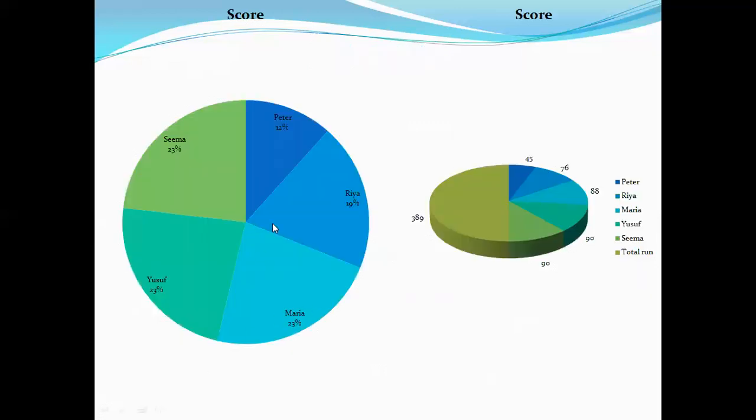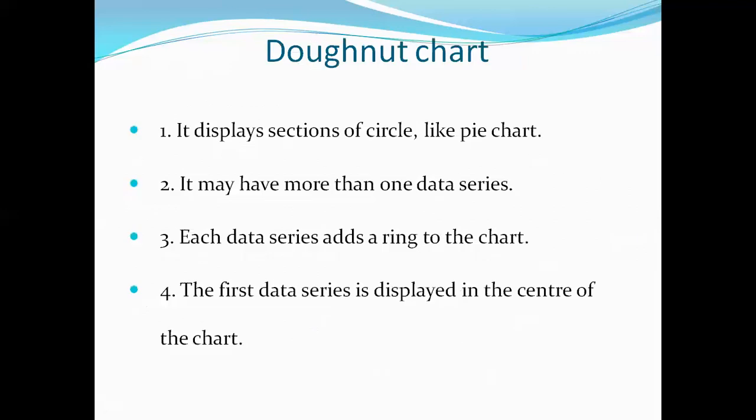So this one is a 2D pie chart and this one is a 3D pie chart. Again, these are the legends. So I hope this is very clear to you. Next comes donut chart.